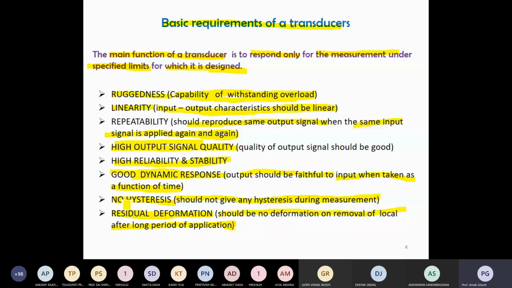Which points are much more acceptable? Good dynamic response, high reliability, stability, high output signal quality, repeatability, which is important all the time, then rigidness, and linearity. The instrument should be robust in nature. The quality of the output signal will be very good if high output signal quality is there. Today I gave you the very basic introduction of sensors and transducers.